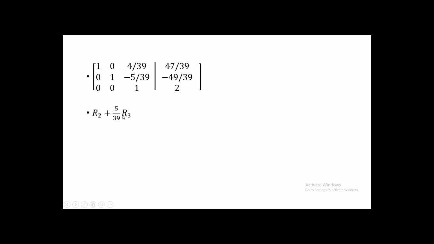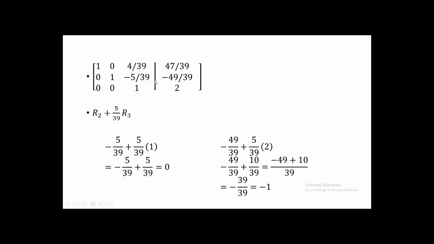Then, since these two are clear, we need to convert this part into the identity part. Now these two numbers should also be equal to 0. First of all, I will convert this number, minus 5 by 39, into 0. What is the operation required? R2 plus 5 by 39 of R3. If you do this, it is equal to 0. And for this side, minus 49 by 39 plus 5 by 39 into 2. See, R3 is equal to 2. Just solve it. The result we get is minus 1.